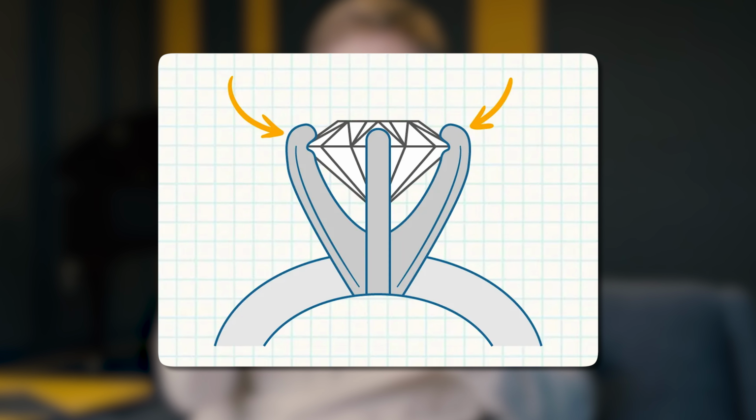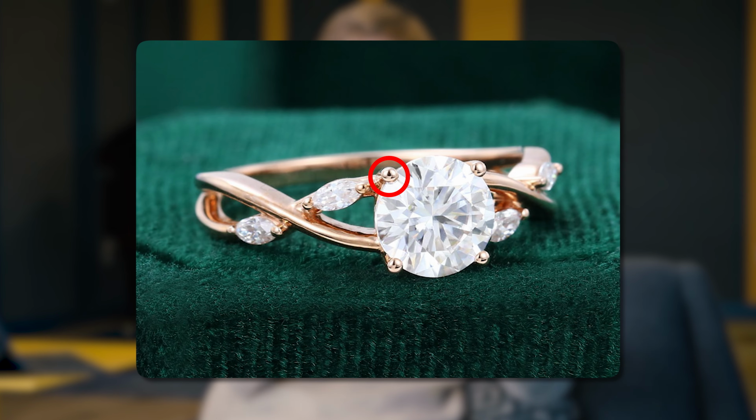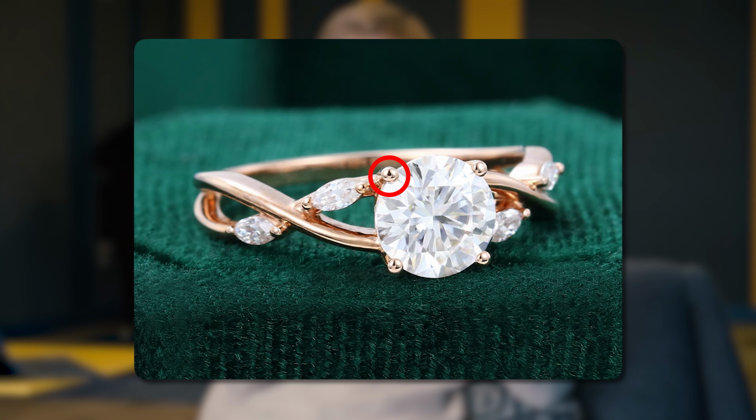You could have 4 of them, you could have 6 of them, or any other amount depending on your design. Prongs can look different. They could be round, that's the most common option out there, but make sure you know that there are others.